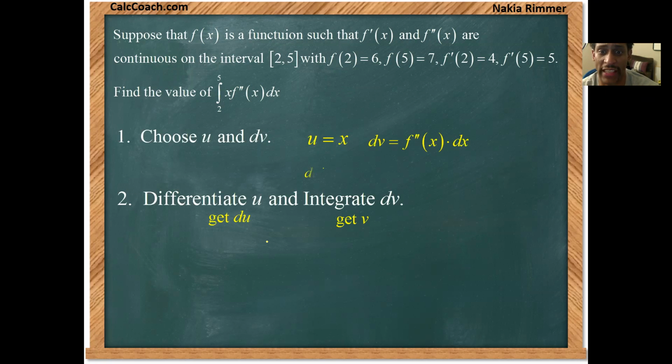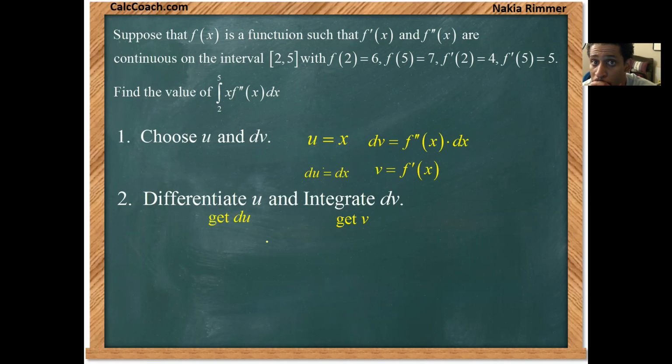So what's the derivative of x? Just dx, 1 times dx. What is the integral of f double prime? Using the fundamental theorem of calculus, what we should get out is just f prime. It's the function who has f double prime as its derivative. That's how we do the antiderivative.